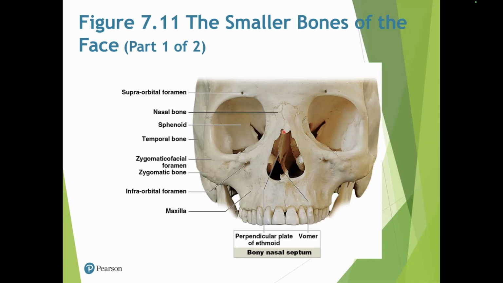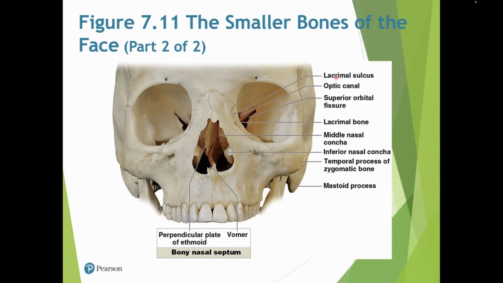You have here the perpendicular plate of the ethmoid bone. Notice how it articulates with the vomer. In some sources, they call it the perpendicular plate of the vomer bone. But because your source isn't naming it that way, I'll take it either way. It might just be easier to call it the vomer rather than adding more words to it, though. Together, they make up the bony nasal septum.